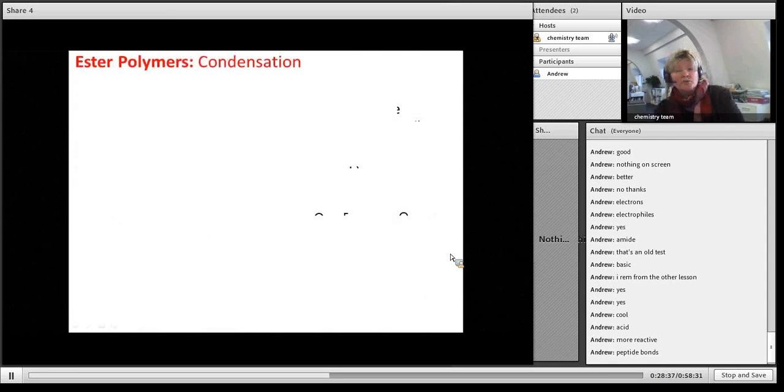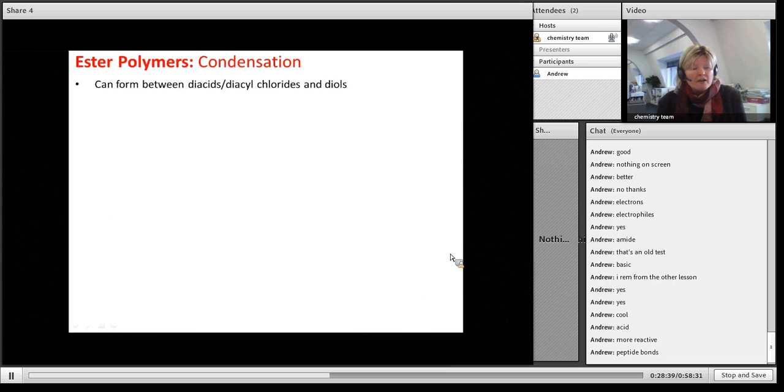So here's an ester one. Now we can form it in two different ways. We can take a diacid or diacyl chloride, either of those. That gives us the carbonyl part, the C double bond O. And then we can use a diol to match up, and that gives us that O. Just remember we said it was C double bond O O. The C double bond O comes from there, and the O comes from the diol.